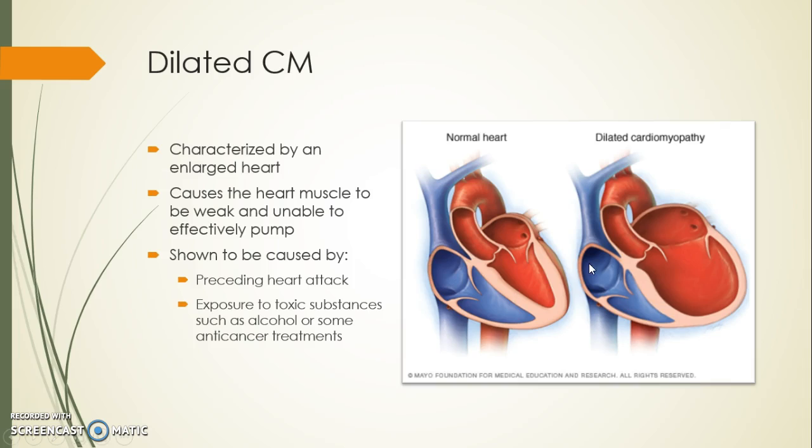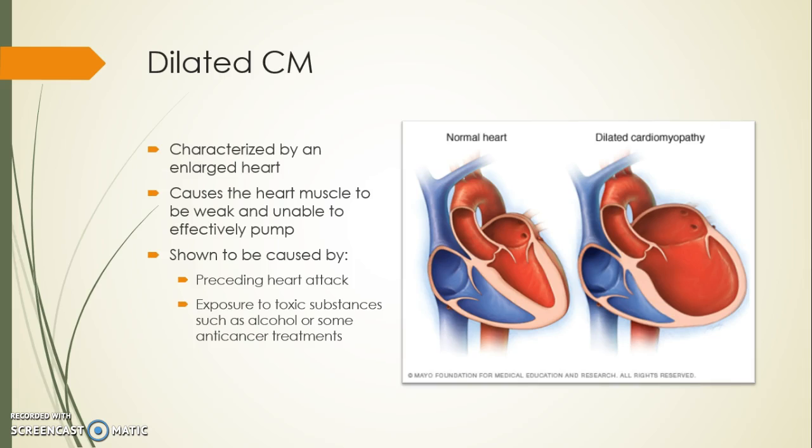Here we see a diagram of a heart affected by dilated cardiomyopathy. It's characterized again by an enlarged heart. That's where the word dilated comes from. It's easy to remember. Because the muscles of the heart are so much bigger than they need to be, the cells within the muscle tissue of the heart, or the cardiac tissue, are too far apart to be effective and strong enough. This causes a problem with the heart not being able to get enough blood out of the heart and move it quickly enough.